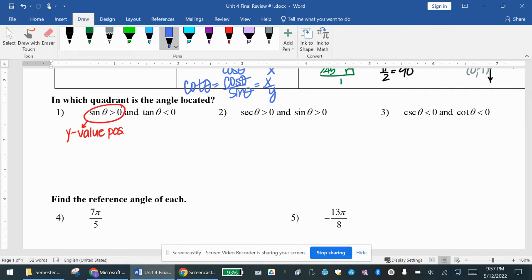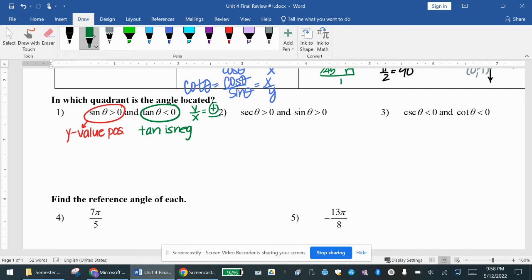The next piece of information tells me that the tangent of the angle is less than 0. So that means the tangent is negative. Now here's the thing. Who is tangent related to, x or y? Technically, it's related to both. So tangent of an angle is y over x. So what they're saying is that this fraction has a value that is negative. Well, we already know the y value is positive. So what sign does the x value have to have so that the whole fraction is negative?